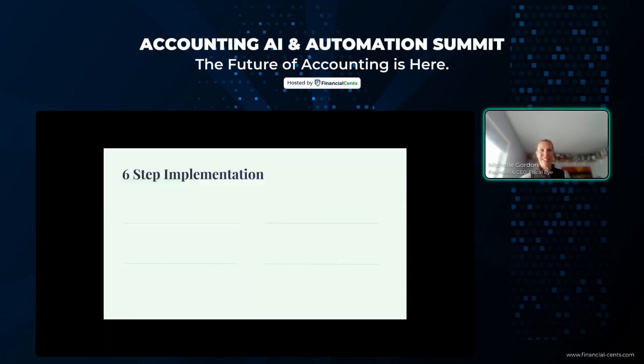Moving along to my 6-step implementation. After you've aligned your team on what AI is and the opportunities it brings, is when the real work begins. This 6-step process is inspired by proven change management models, particularly Kotter's 8-step change model, but it's adapted specifically for implementing AI in accounting or similar operational functions.